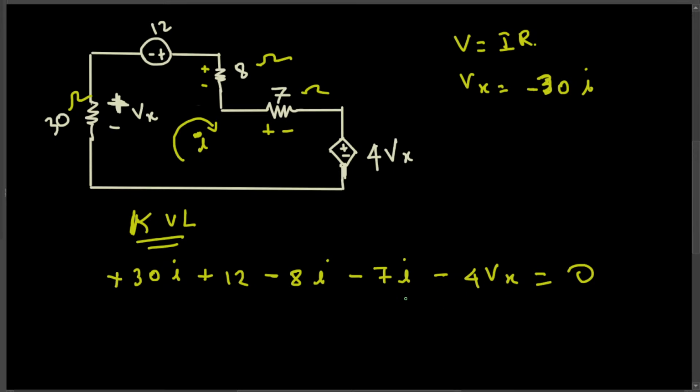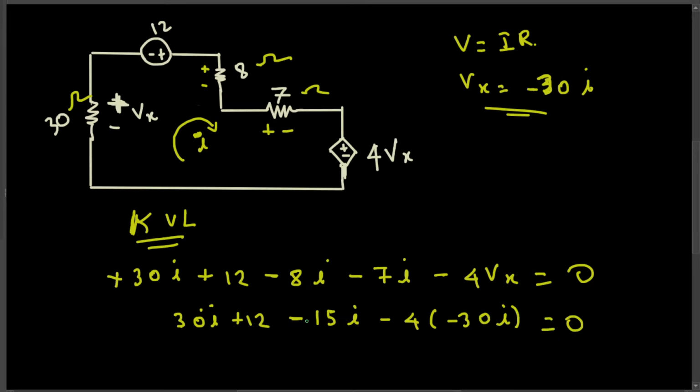So here we have two unknown variables. We have I and Vx, and we already know Vx is equal to minus 30i by applying Ohm's law right here. So instead of Vx, I can write minus 30i. That will make this one unknown variable. Now let's go and do this. So 30i plus 12, and I can combine these two. Minus 8 minus 7, that's minus 15i, and then minus 4 times minus 30i, that's equal to 0.